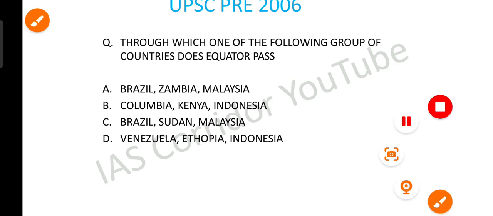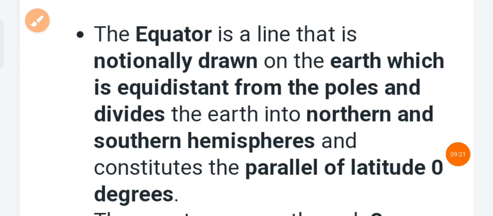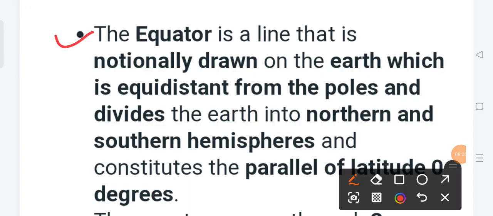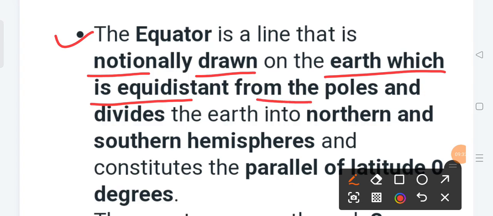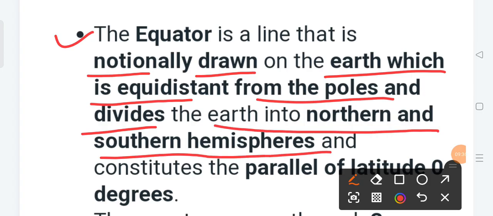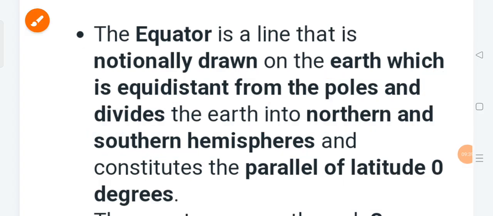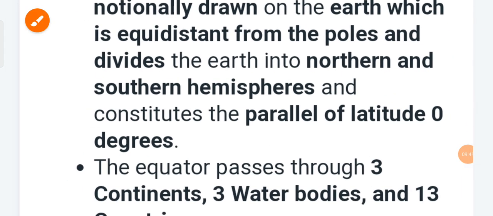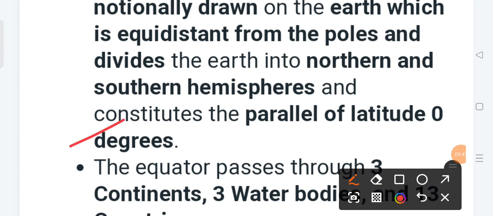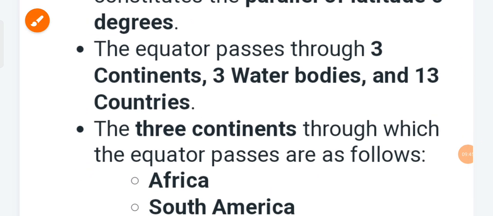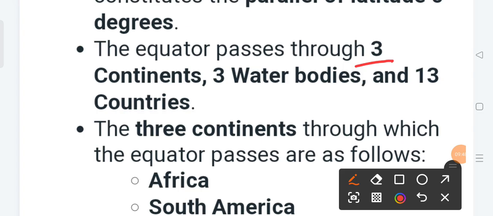Okay guys, now we discuss some additional facts, like the equator is a line that is notionally drawn on the earth, which is equidistant from the poles and divides the earth into northern and southern hemisphere and constitutes the parallel of latitude 0 degrees. Okay, so this. Then the equator passes through three continents, 3 water bodies and 13 countries.